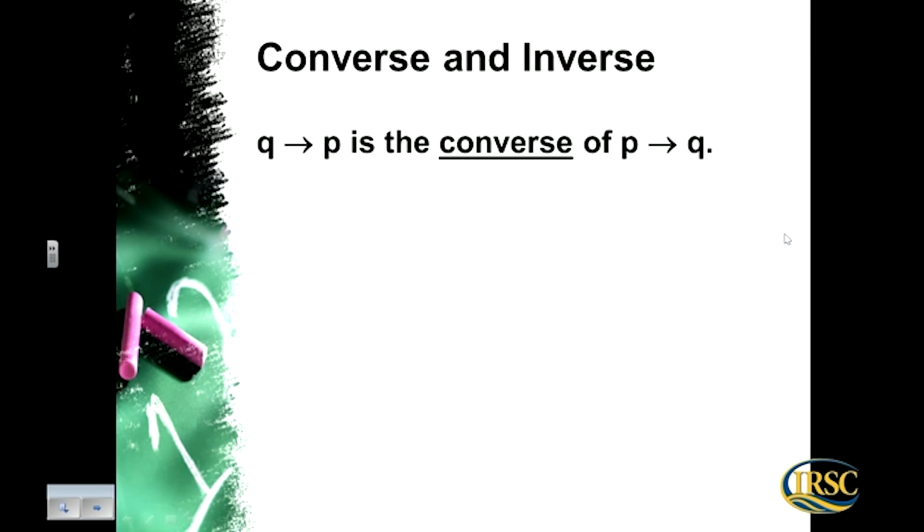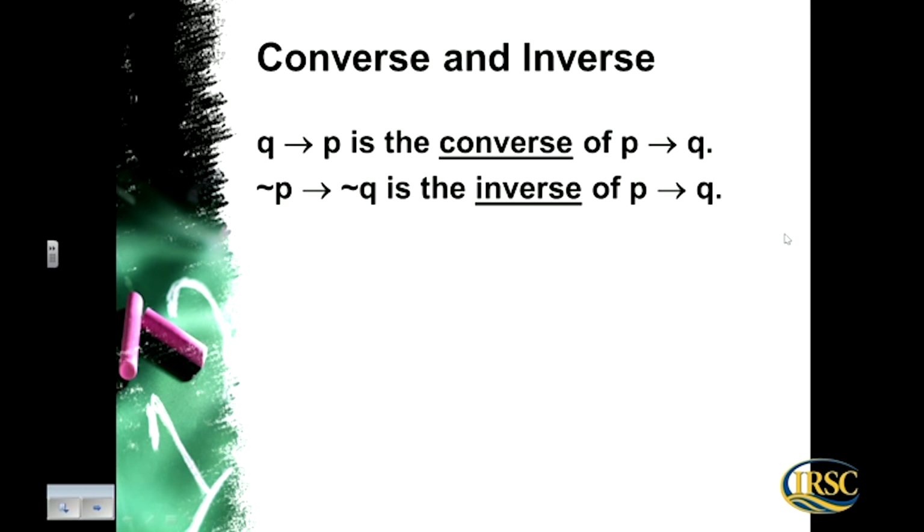Okay, so notice that if Q then P, all we did was reverse the order, we did nothing more. If you keep the order the same, but you negate both sides, then you've created the inverse. Now, these two statements are not equivalent to the original if P then Q.